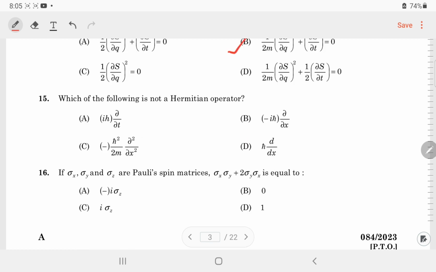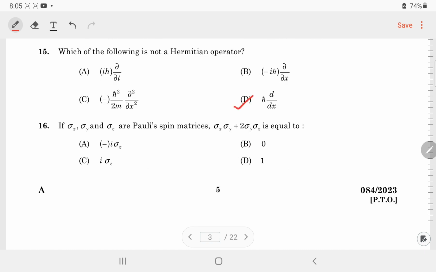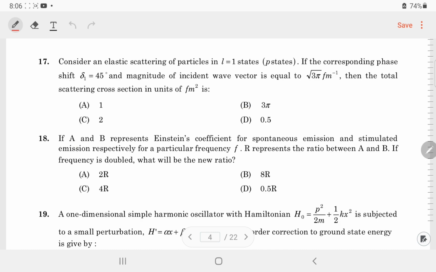Question number 15. Which of the following is not a Hermitian operator? The answer is option D, that is h cross d by dx. If sigma x, sigma y and sigma z are Pauli spin matrices, sigma x sigma y plus 2 sigma y sigma x is equal to. The answer is option A, that is minus i sigma z. Question number 17. The answer is option C, 2.